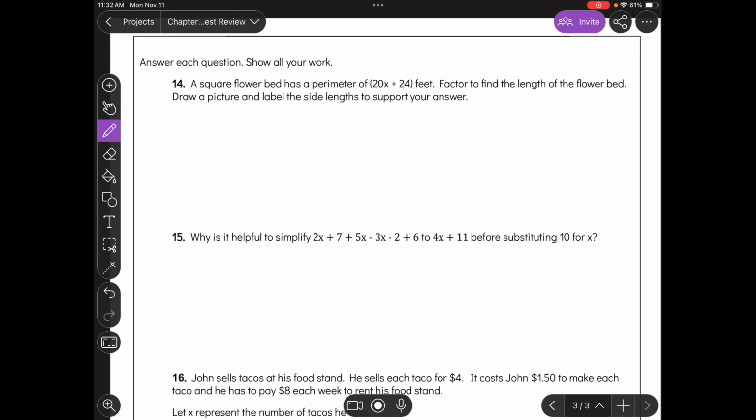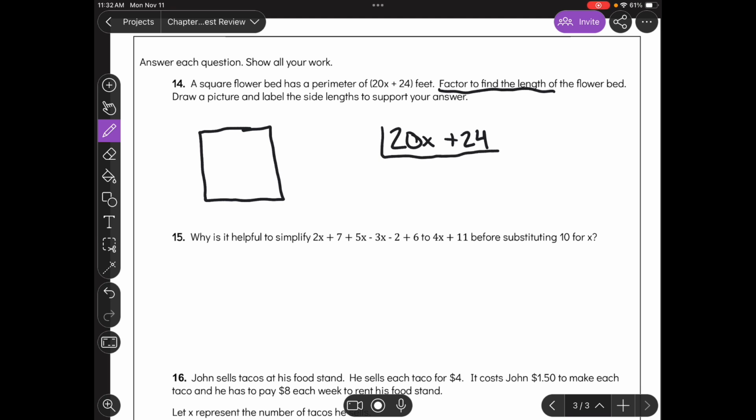For number 14, it says a square flower bed has a perimeter of 20x plus 24 feet. I'm going to draw a picture really quick because that's what it says to do. There's my picture. It says that the total perimeter is 20x plus 24. Draw a picture and label the side lengths to support my answer. Okay, it says factor to find the length.